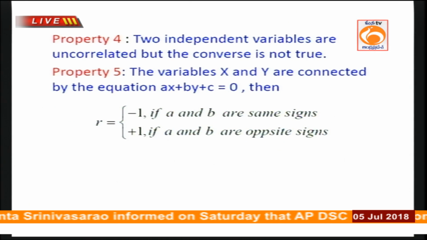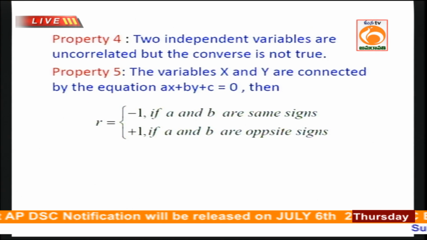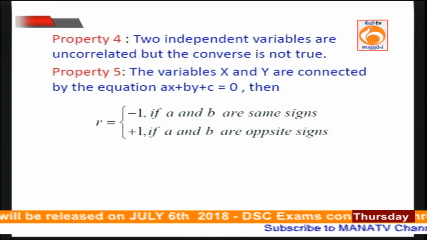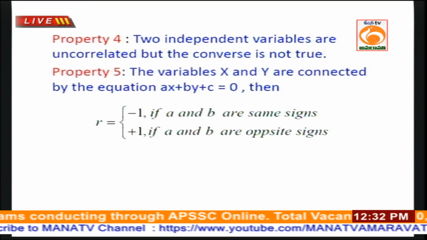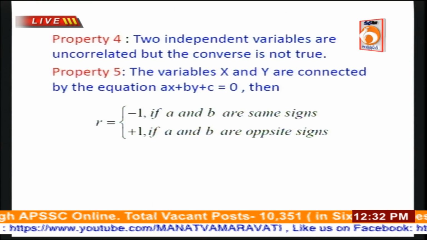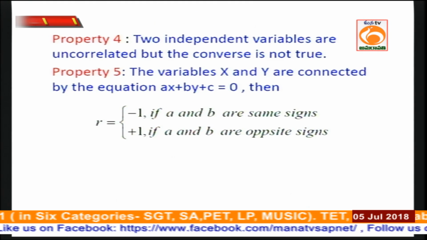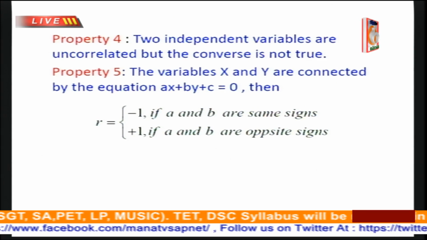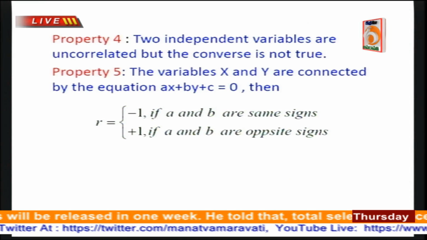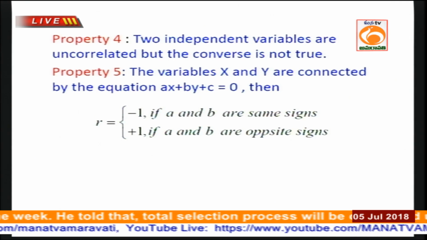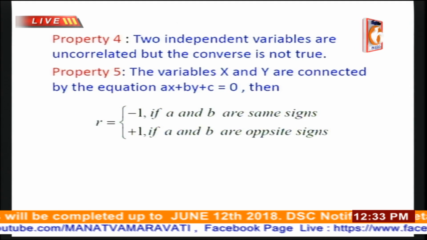There is another property here. Two independent variables are uncorrelated, but the converse is not true. Suppose x and y are two independent variables, then R of x comma y is 0. The converse is not true: if R of x comma y is 0, the two variables may not be independent. It is a very important property.